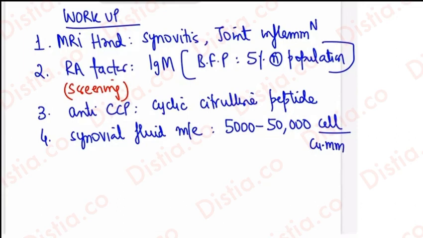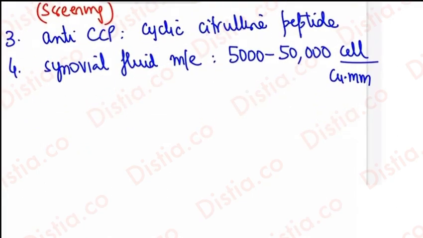Otherwise, normally the cells present in synovial fluid will be a few hundred, but in this case, it would be in thousands and even going up to 50K. If you do an X-ray of the hand of this person, you would be able to pick up erosions only in the later part of the disease, as I have highlighted.